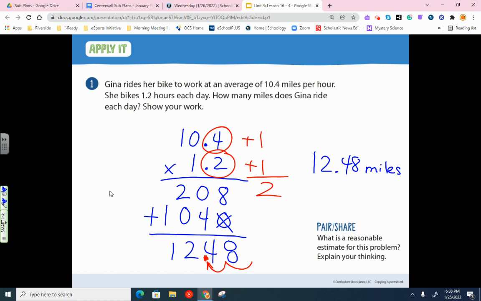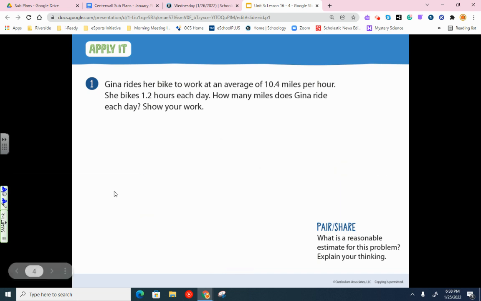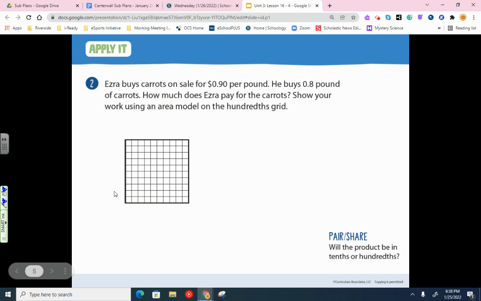All right, go ahead and turn the page. And let's do the next one. Let's do number 2. Like you probably guessed, we don't want to do the area model at this point. We know what we're doing without it. Ezra buys carrots on sale for 90 cents per pound. He buys 8/10 of a pound of carrots. How much does Ezra pay for the carrots?